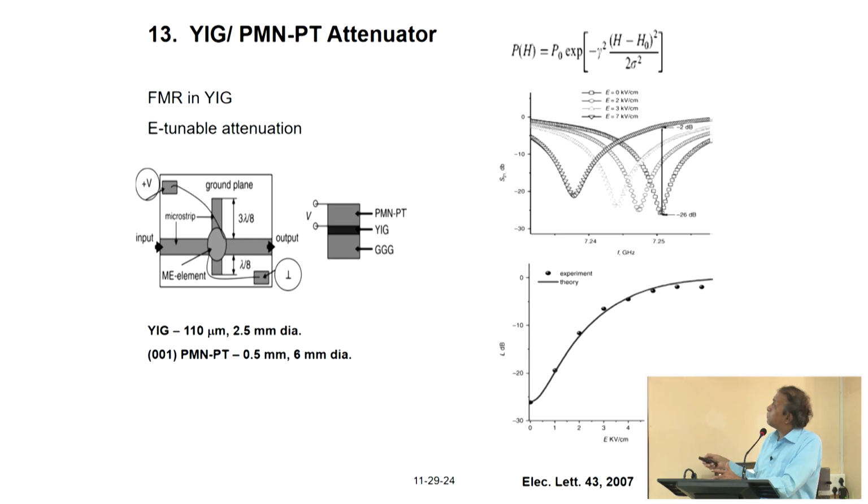If you are sitting at a particular frequency, for example 7.24, you see here the profiles, as you go parallel to this frequency along this axis, here the attenuation is minus 15, then it goes to minus 10, minus 3 and minus 1. So that's the way you can change the attenuation for the incoming microwave frequencies by changing the electric field.